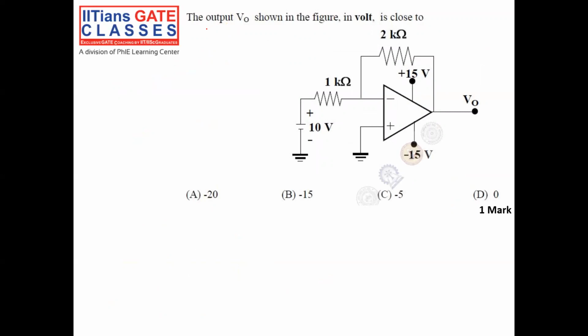The output V0 shown in the figure in bold is close to what? You can see that some part of my output is getting fed to the negative terminal. So the op amp is operating in negative feedback. Whenever an op amp is operating in negative feedback, it obeys a principle called virtual ground.